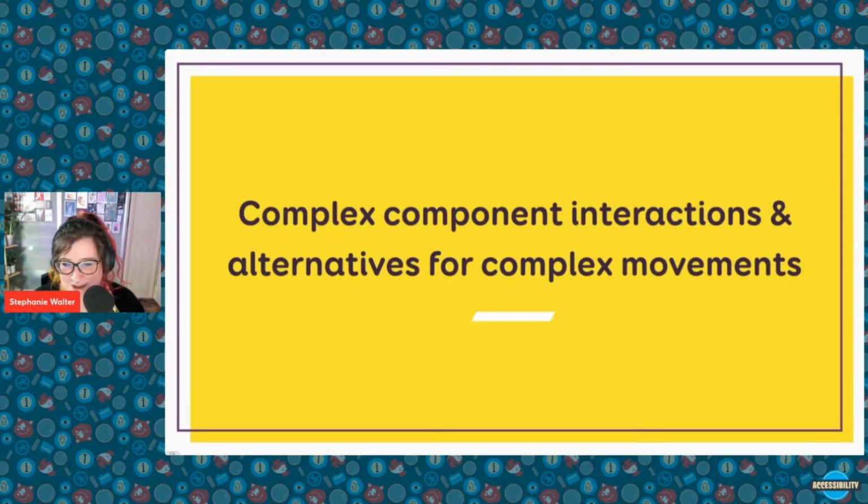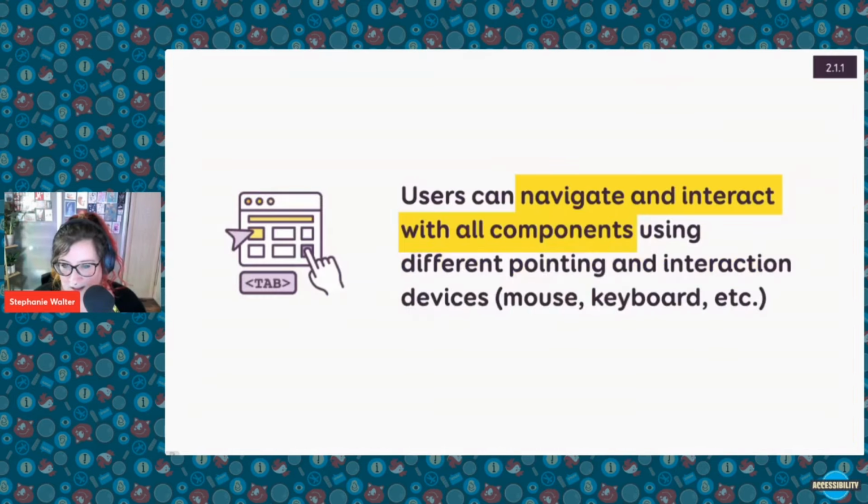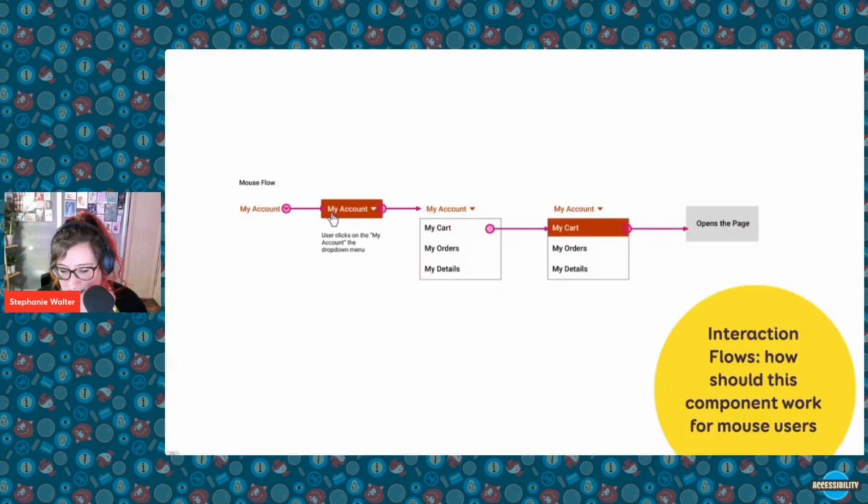And then we have complex interaction and alternatives for complex movements. So for accessibility purposes, you want to make sure that users can navigate and interact with all components using different pointing and interaction devices, meaning you need to support mouse, touch, but also keyboard. The way I'm preparing that for my developer is when I have a complex component. So in the example of my screen, I have a drop-down that is my icon where I have my cart, my orders, and my details.